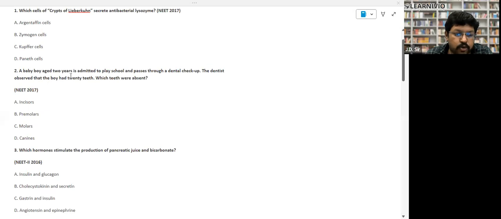A boy aged 2 years is admitted to play school and passes through a dental checkup, and the dentist observes that the boy has 20 teeth. Which of the teeth is absent? What is the answer? The formula is 2120, 2120. So what is the third zero? Option B, premolars. Exactly, premolars are not present.